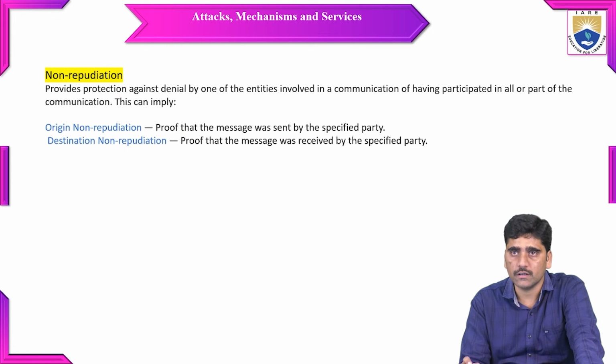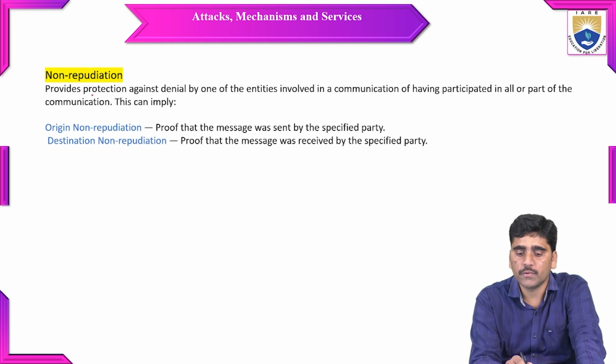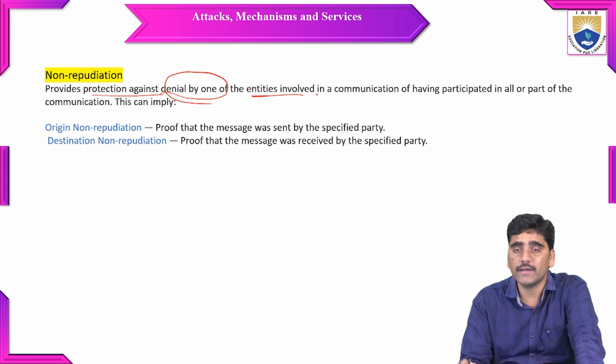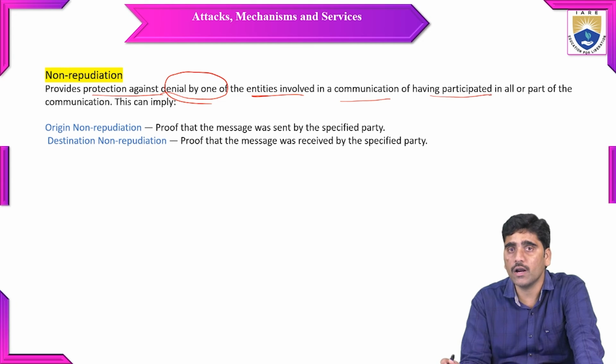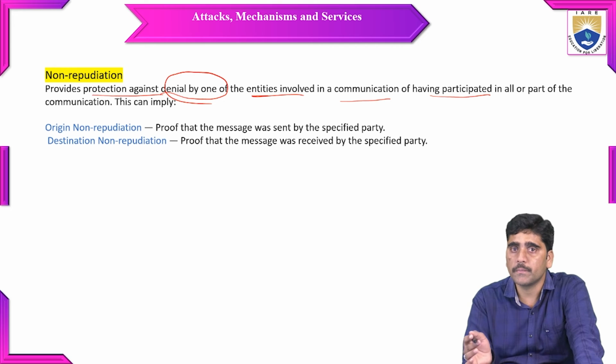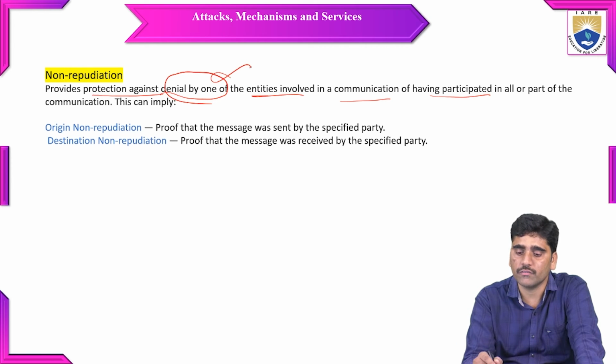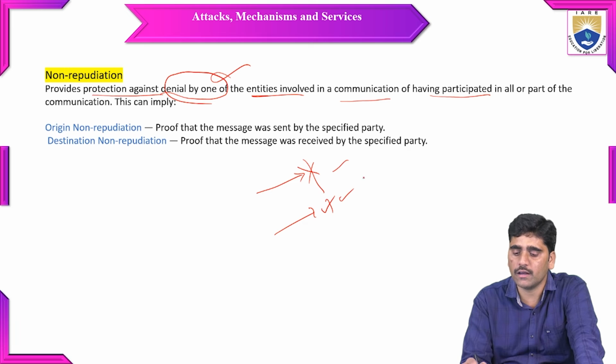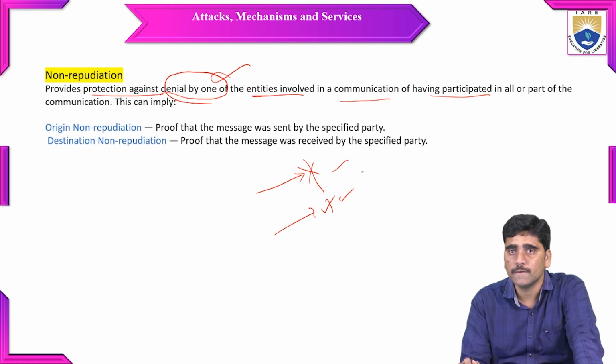And non-repudiation. This is also one type of mechanism. Non-repudiation provides protection against denial by one of the entities involved in a communication of having participated in all or part of the communication. So it provides protection against denial of the service. Any service is either denied or accepted, and that is what happens here.